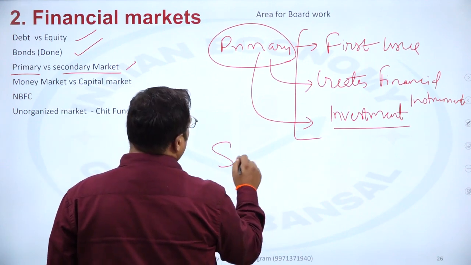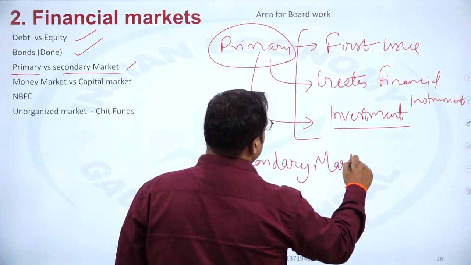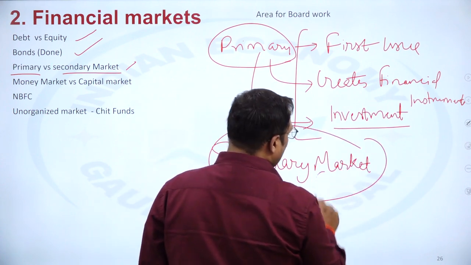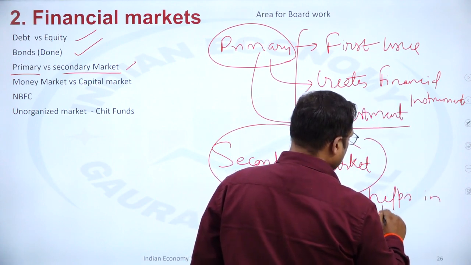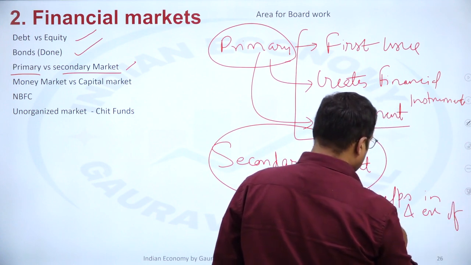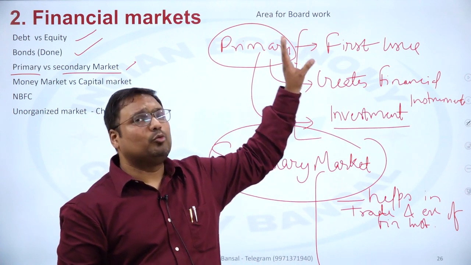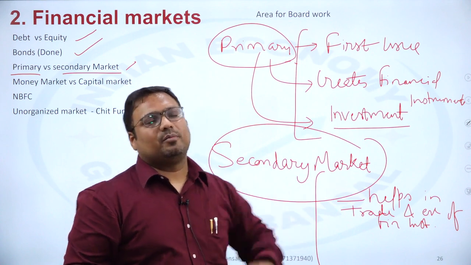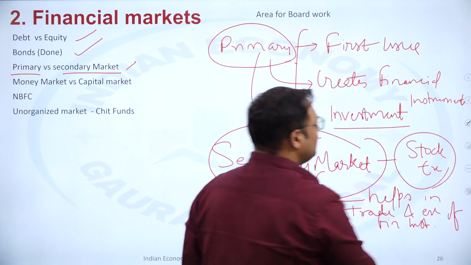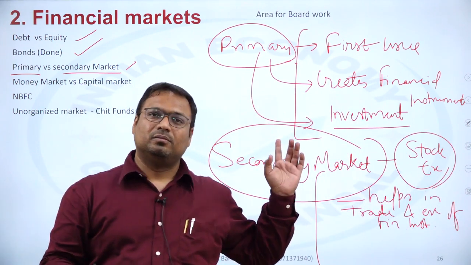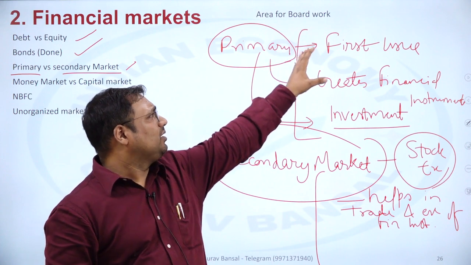And what is the role of secondary market? Secondary market helps in trade and exchange of financial instruments. Okay, the shares that are created through primary market are traded in secondary market. Stock exchange is basically secondary market. Stock exchange, commodity exchange, they are examples of secondary market. In fact, 99% of transactions are secondary market. Primary market is just 1%.